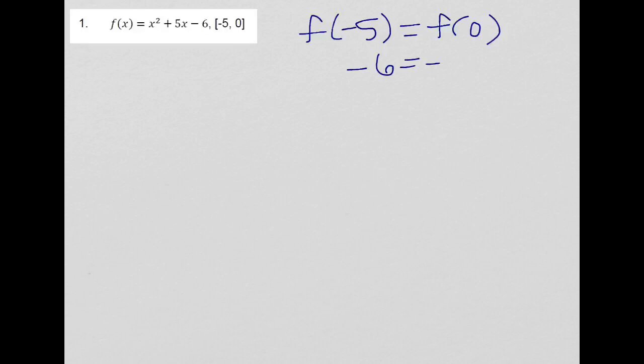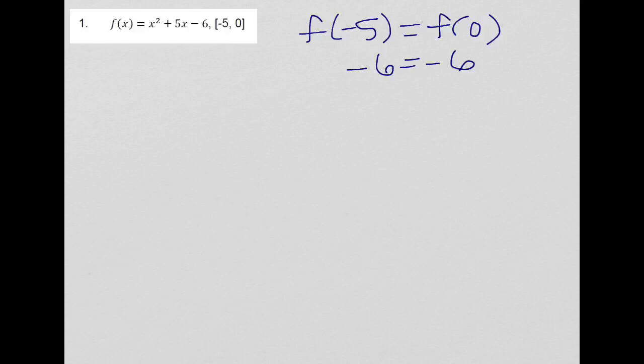So this is actually number 1 on the worksheet, and it asks you to find the values of c that satisfy Rolle's theorem. Before we get started, we have to be sure we can use Rolle's theorem. So I would look, is this continuous? It's a parabola, so yes. Is it differentiable? Yes, it's a parabola. Then I would check, does f of negative 5 equal f of 0? And the answer is yes, because they both equal negative 6. So it meets the conditions, so now I can use it.